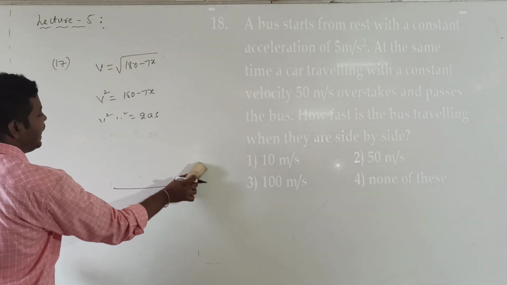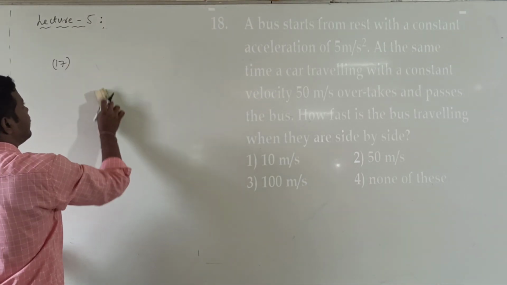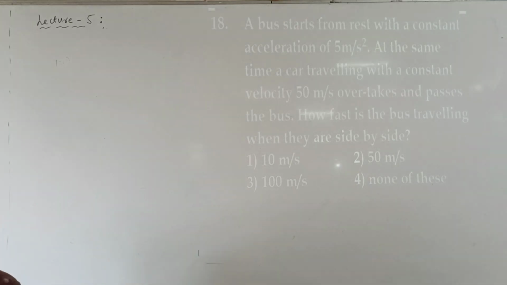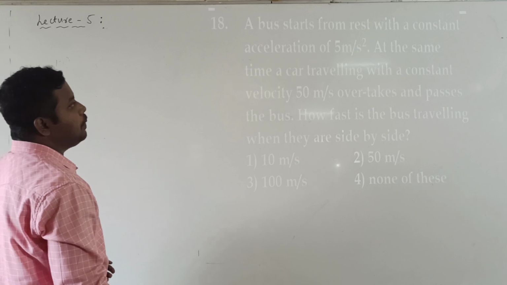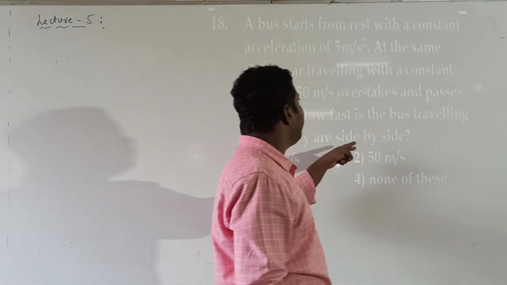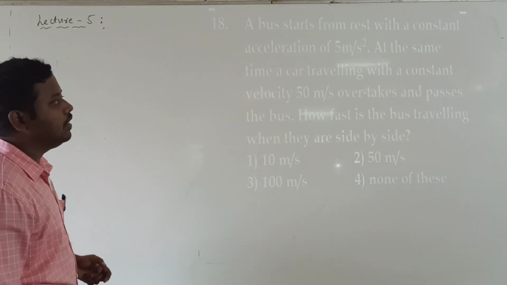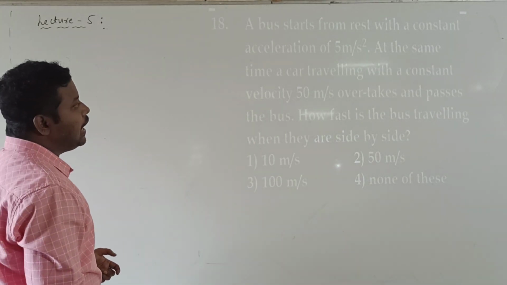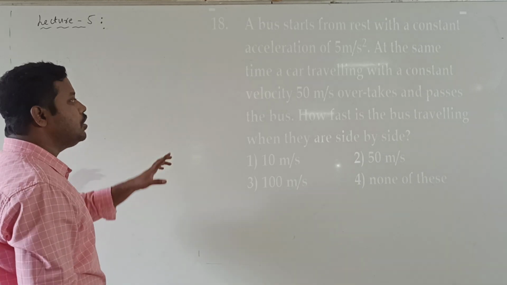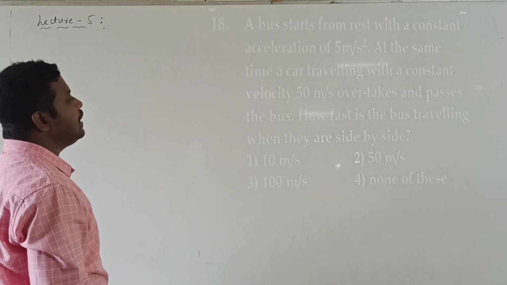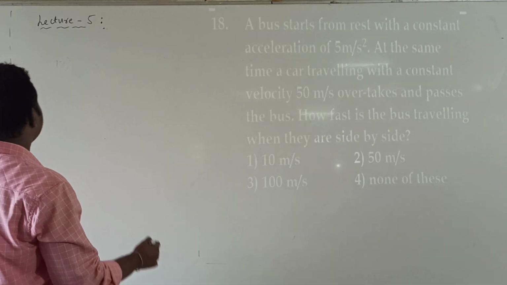That is question number 18. In this, a bus starts from rest with a constant acceleration of 5 meters per second squared. At the same time, a car is traveling with a constant velocity of 50 meters per second. The car overtakes the bus and passes it. How fast does the bus have to travel when they are side by side?